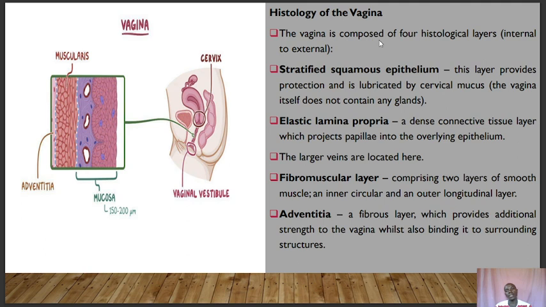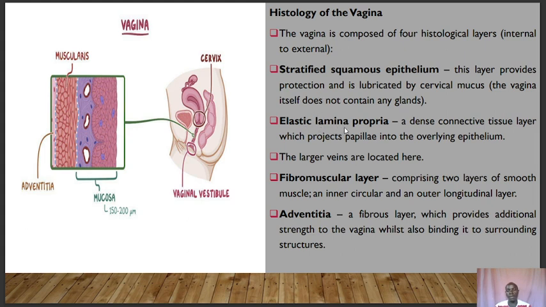Histologically, the vagina is composed of four layers. If you look at it from internal to external surface, we have the stratified squamous epithelium. This layer provides protection and it's lubricated by the cervical mucus. That is, the vagina itself does not contain any glands, so the mucus comes from the cervix.